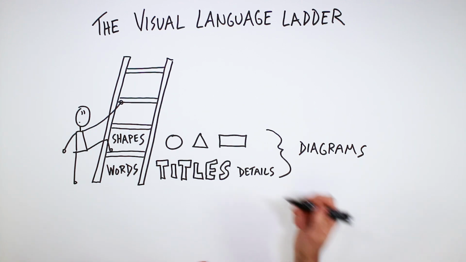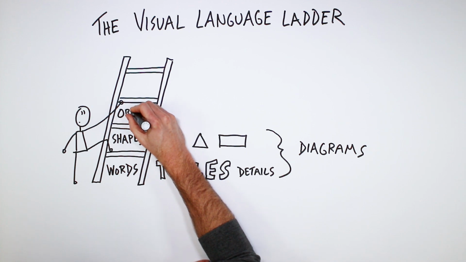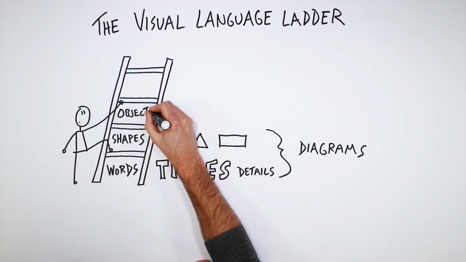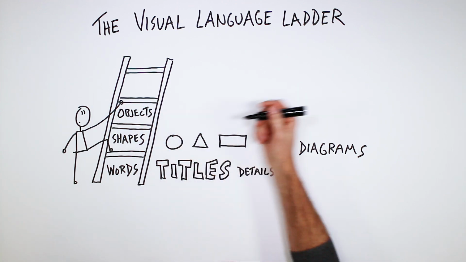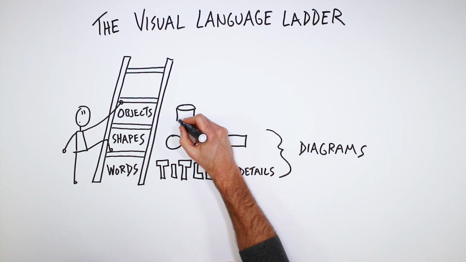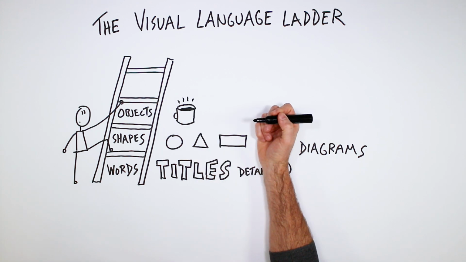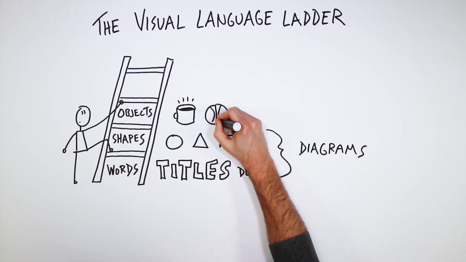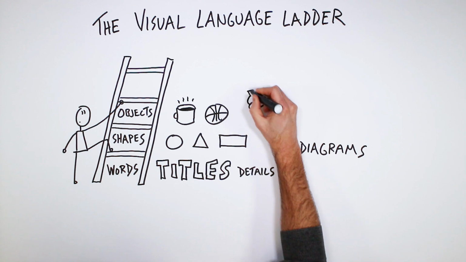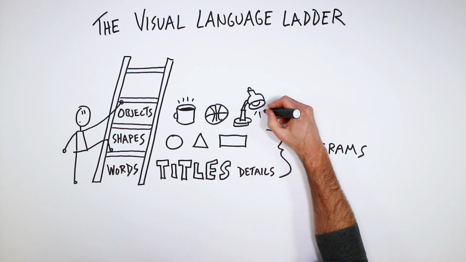But we're not going to stop at diagrams because there's a lot of visual processing potential in the next 2 rungs, like adding the ability to draw simple objects. This is a slight step up from drawing these shapes, but doable, like drawing yourself a coffee cup or a basketball, or maybe the lamp on your desk for when you're reading late at night or early in the morning.